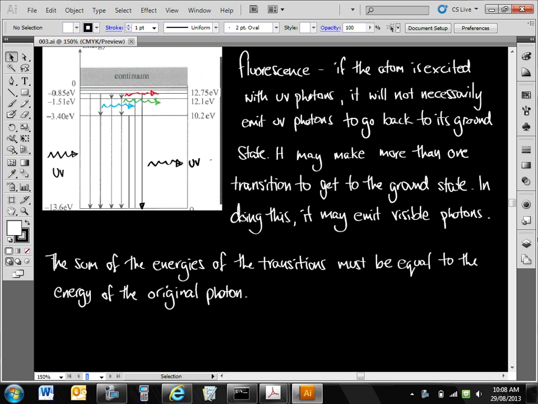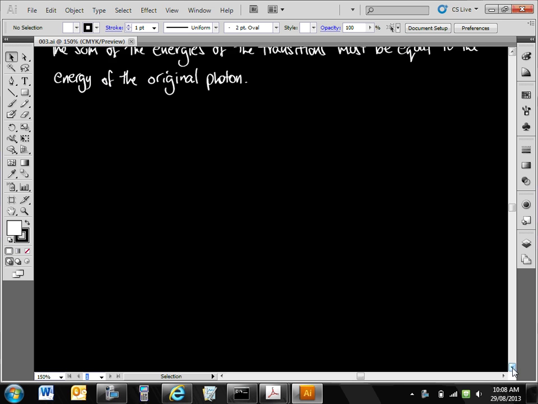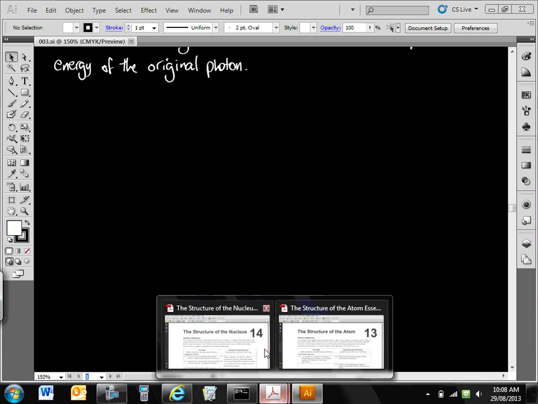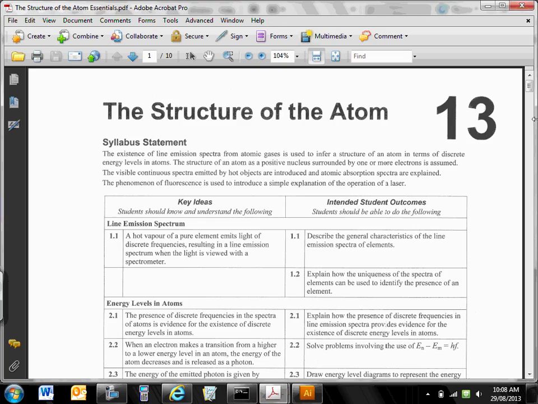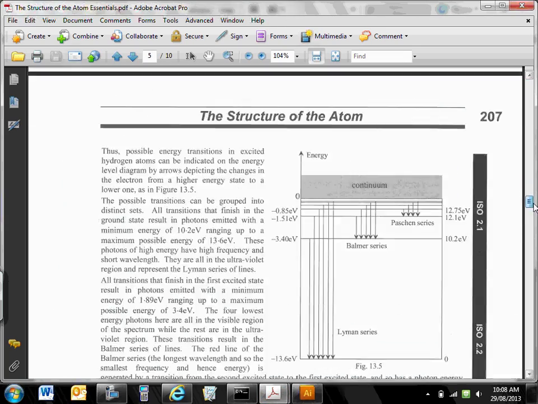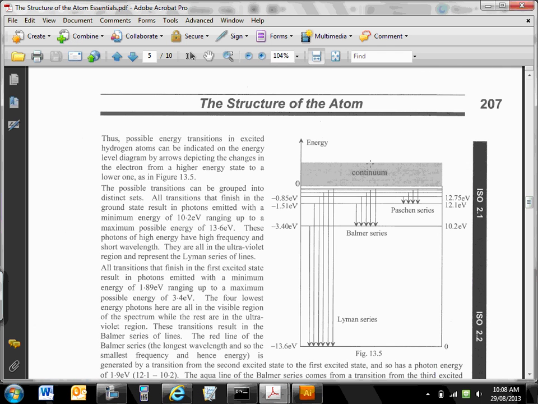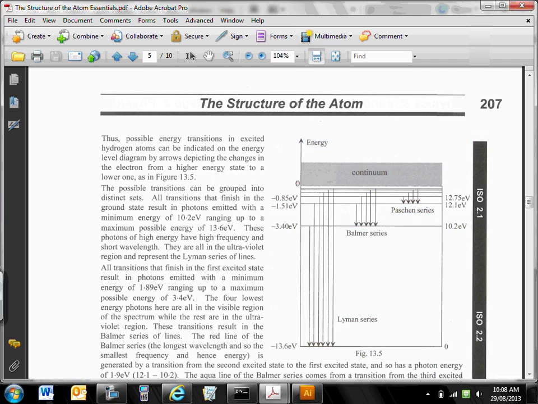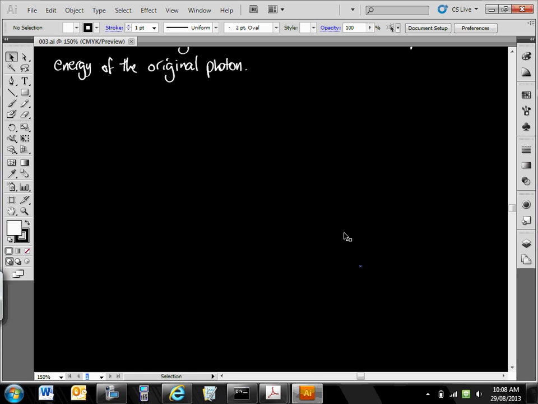Okay, so that's fluorescence. One thing I did want to add about this idea of an energy level diagram for hydrogen, actually we'll take this picture here. I hope you're all familiar with this picture now.